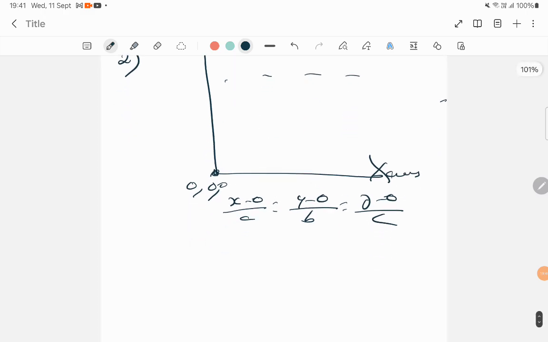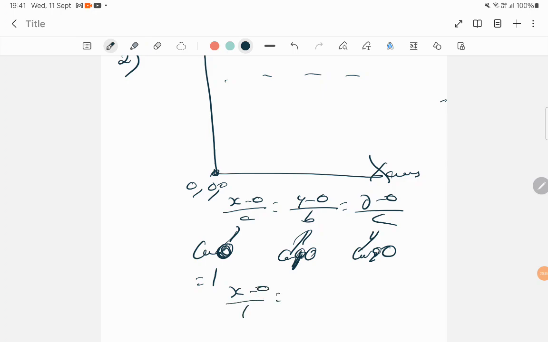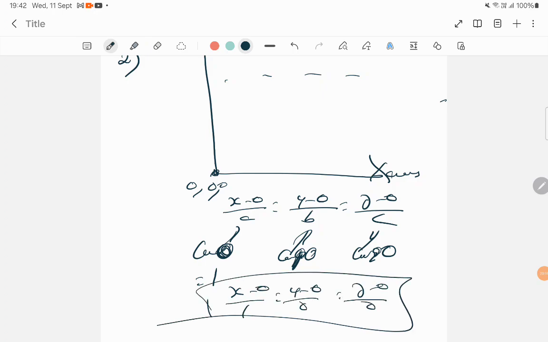But you don't know ABC. This is the direction of the x-axis, which is basically cos alpha, cos beta and cos gamma, which a line makes with the x-axis, y-axis and z-axis. The x-axis makes an angle 0 with itself, so cos 0 is 1. The y-axis makes an angle 90 with the x-axis, so x minus 0 by 1 is equal to y minus 0 by 0 is equal to z minus 0 by 0, and this is what it says, very, very important. You should understand this: the direction ABC are also cos alpha, cos beta and cos gamma, which the line makes with the x-axis, y-axis and z-axis.